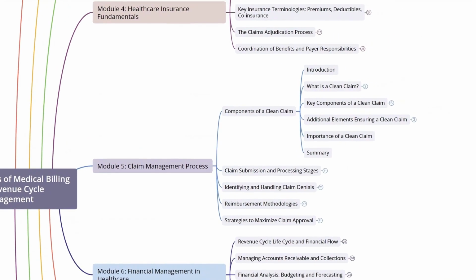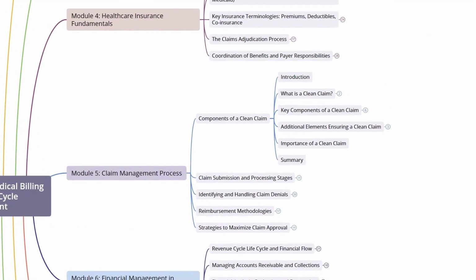Firstly, we'll review components of a clean claim. A clean claim is complete, accurate, and compliant with payer requirements. This part teaches you how to ensure that all necessary information, such as correct patient details, accurate coding, proper documentation, and timely submission, is included to avoid common errors that lead to rejections.